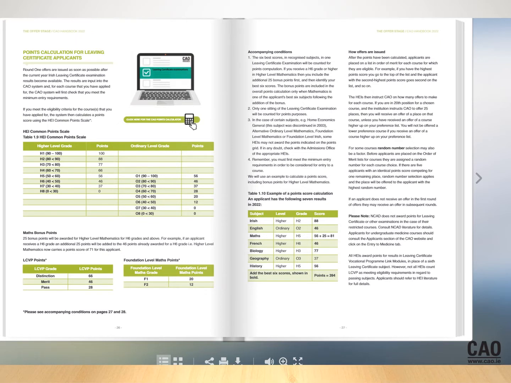to keep the 25 bonus points. On our next slide there on the left hand side, there's just a list really of all the grades and the points that you will get if you get a H1, a H2, etc. On the bottom of the page there on the left hand side, you'll see the LCVP point score, points for subjects there at foundation level, and on the right hand side it's giving you an example of someone's results. Someone getting H2 in Honours Irish, but if I draw your attention to maths in particular, you can see how it works out. That person got a H5, which is 56, plus the 25 is 81, and 81 is one of their best 6 scores.